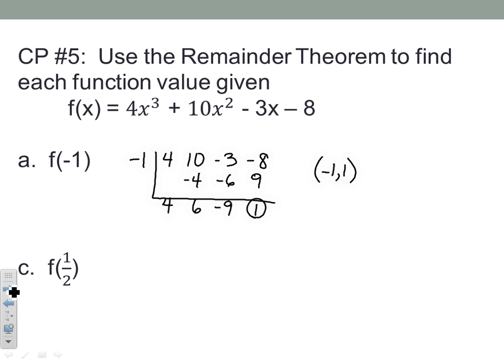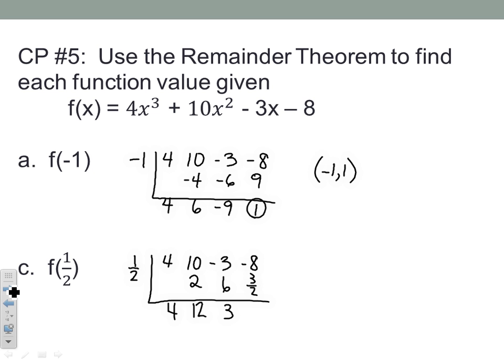All right, I picked C as well on this checkpoint number 5 to do because it gave us f of a half. Well, that doesn't matter. You can still use a half as a k value. We still have the same coefficients, same problem. Still drop the first number. Now 1/2 times 4 is 2. Combine, we get 12. 1/2 times 12 is 6. Combine, you get 3. 1/2 times 3 is 3/2.